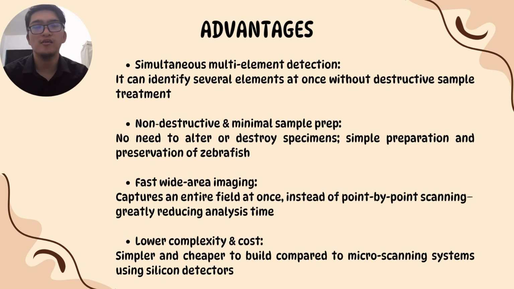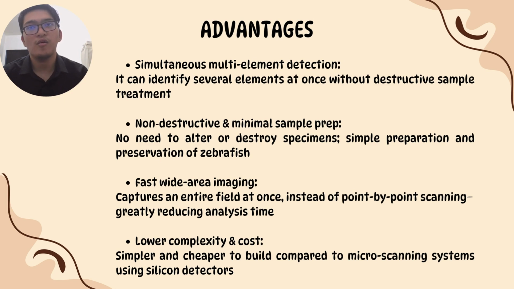Next are the advantages of full-field X-ray fluorescence spectroscopy. The first one is simultaneous multi-element detection, which means it can identify several elements at once without destructive sample treatment. Secondly, it is non-destructive with minimal sample prep. There is no need to alter or destroy the specimen, which gives simple preparation and preservation of zebrafish. The third one is fast wide-area imaging. It captures an entire field at once instead of point by point scanning, and will greatly reduce analysis time.